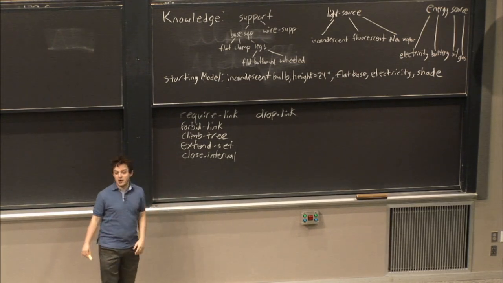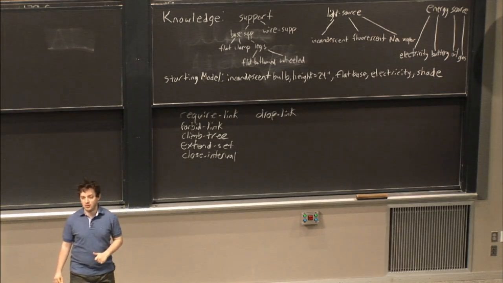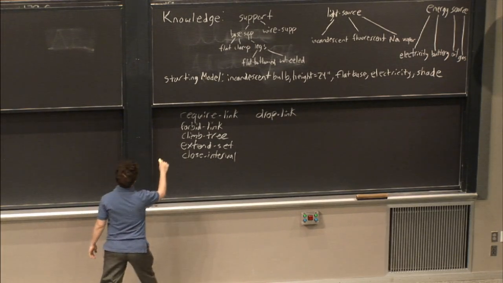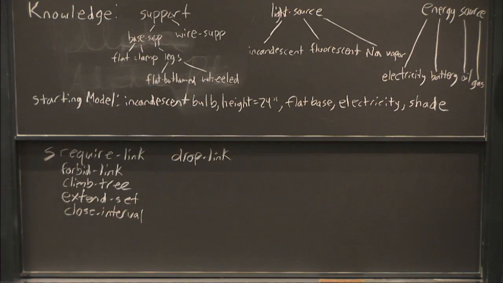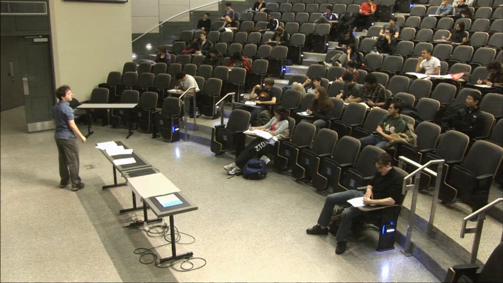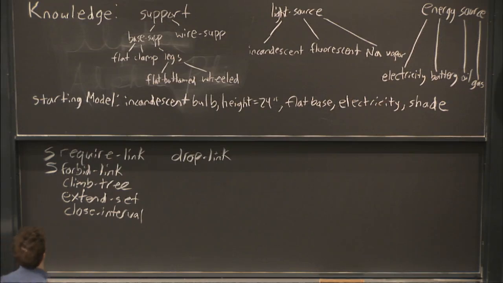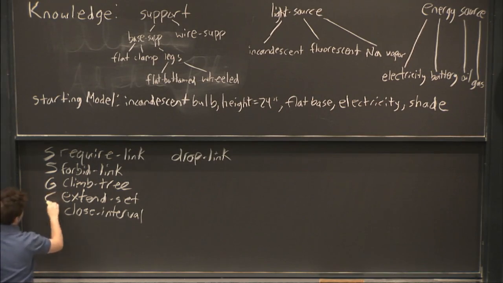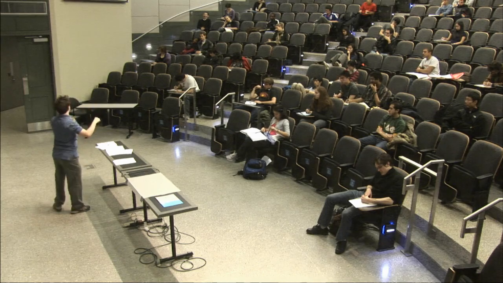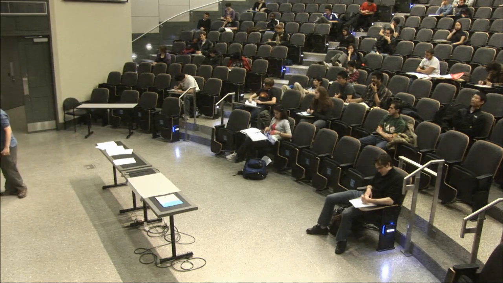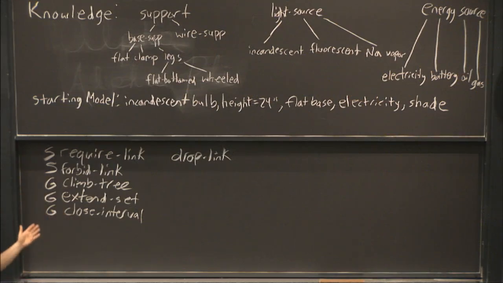So require link, what do you guys think? Is that a specializer or a generalizer? Specializer, that's right. We'd only use it when we saw a near miss. Forbid link, specializer or generalizer? Specializer, we'd only forbid something if we saw a miss. Climb tree, specializer or generalizer? Generalizer, that's right. We'd only climb up to a more generic thing in the tree if we saw a positive example. Extend set, generalizer. We'd only extend to the things in our set if we saw a positive example. Close interval. That's a generalizer. We'd only make the interval bigger if we saw a positive example.